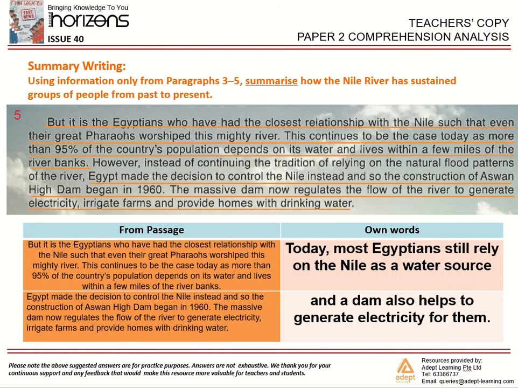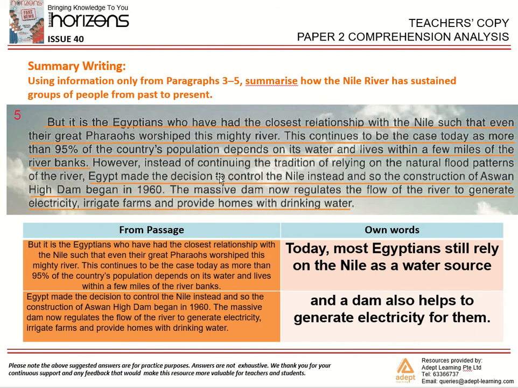But it's the Egyptians who have the closest relationship with the Nile, such that even their great pharaohs worshipped this mighty river. This continues to be the case today, as more than 95% of the country's population depends on its water and lives within a few miles of the riverbanks.